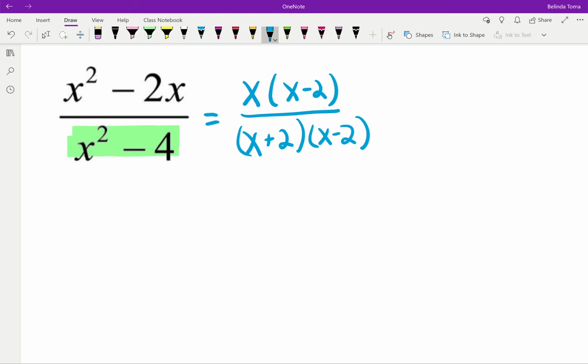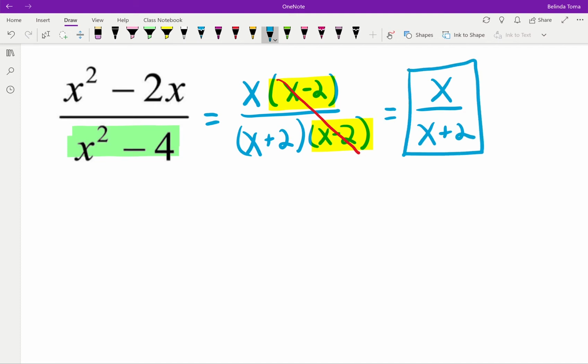We can see that we have a common factor of x minus 2 in the numerator and the denominator, and we can therefore cancel that common factor, and we're left with our simplified form of x over x plus 2. That's our simplified answer, but we also want to consider the restrictions on the variable. In this case, we're going to look at the denominator and say, well, since it can't equal 0, we know that x plus 2 can't equal 0, and likewise, x minus 2 can't equal 0.